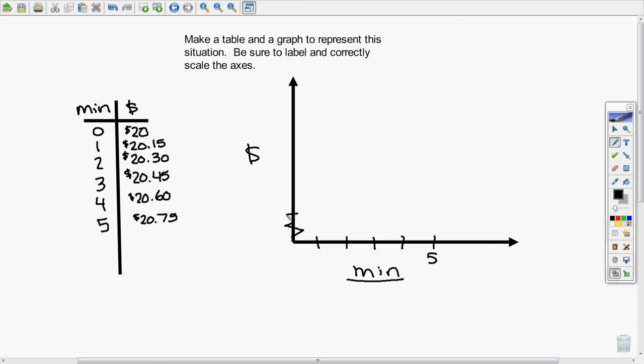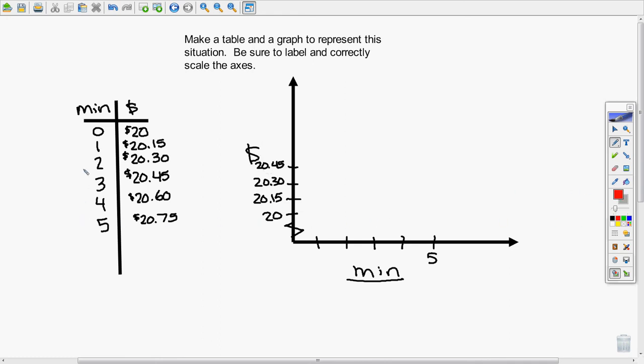And I'm going to start at $20 right there. But I'm going to show that I skipped a bunch by kind of doing a little tear in the graph. And then since I'm going up by 15 cents every time, I'm going to go up by just 15 cents. So I'm going to do 20.15 and 20.30 and so on, 20.45. Now there's other ways you could do this, and you can keep going there. But I think that's what makes the most sense.